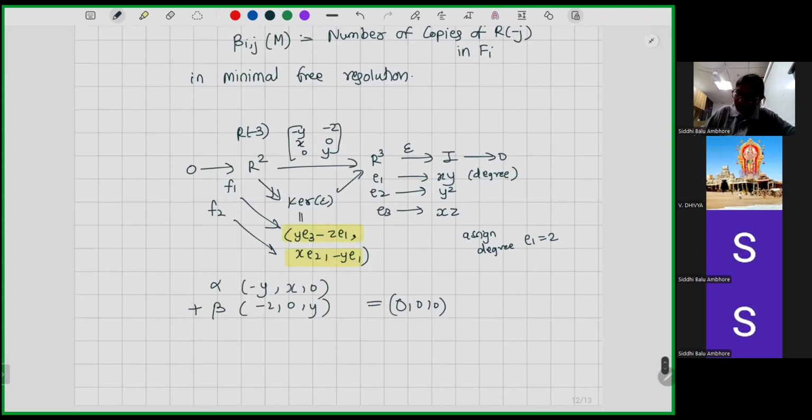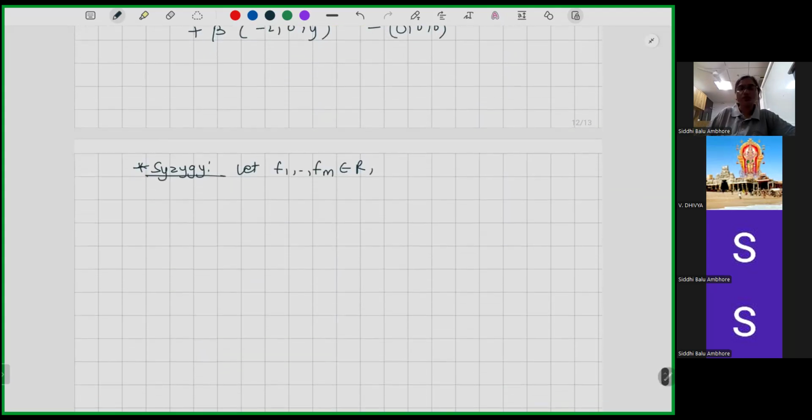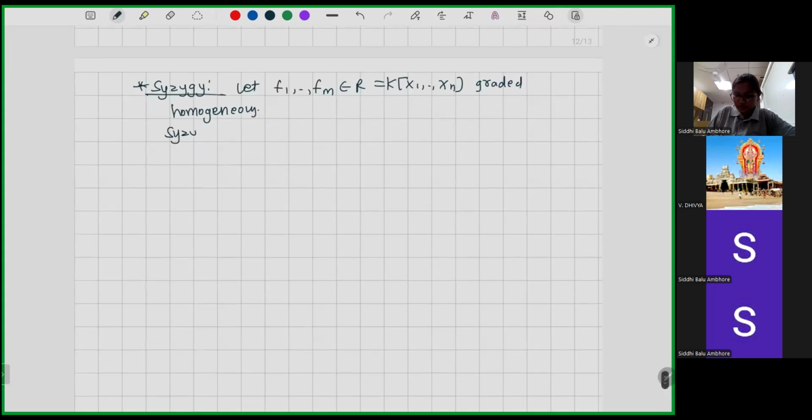Here F3 is 0, okay? This is my F0, F1, F2, and this is my F3, which is 0. R is K[x1 to xn], graded homogeneous. And the syzygies of F1 to Fm, I mean, we did this, is an R-linear combination, summation Ri Fi is equal to 0.